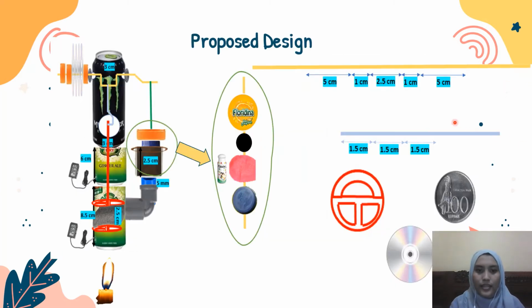And here's the proposed design of the Stirling engine. We can see that there are some components that we usually do not buy because they already exist in our house, such as this one and this one also, but we need to buy the thermometer if we don't have it in our house.